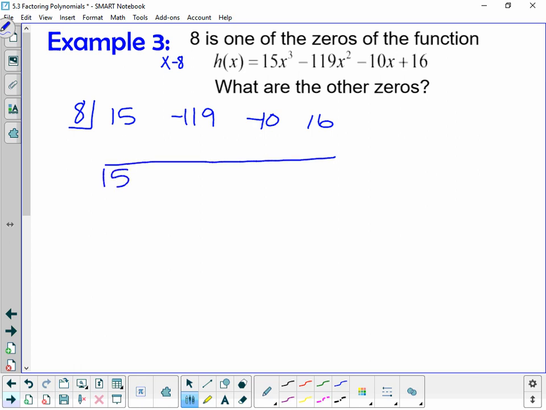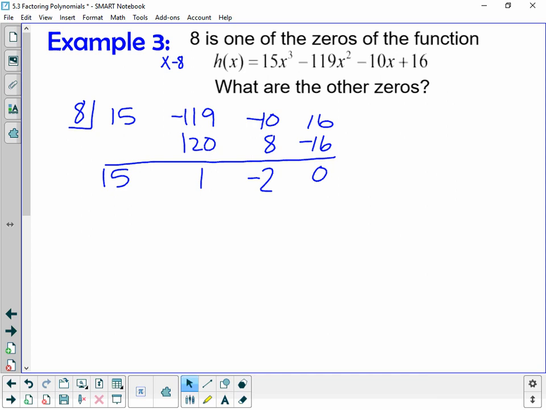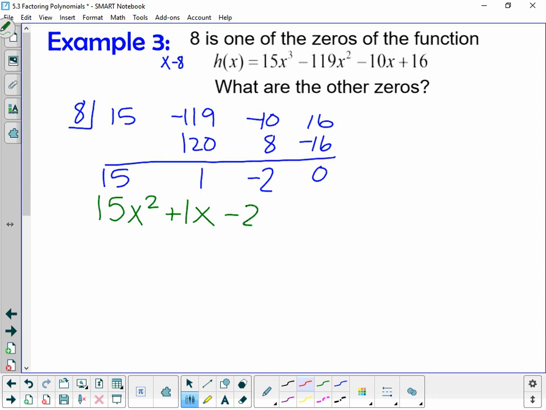So let's go ahead and divide this. We drop it down, we multiply it. Oh my goodness, 15 times 8 is 120, and we add that up, and we multiply it, and we add it up, and we multiply it, and we add it up. And thank goodness we got 0. We should have been expecting that because it says 8 is a 0 of the function. So now we have this polynomial, 15x squared plus 1x minus 2.